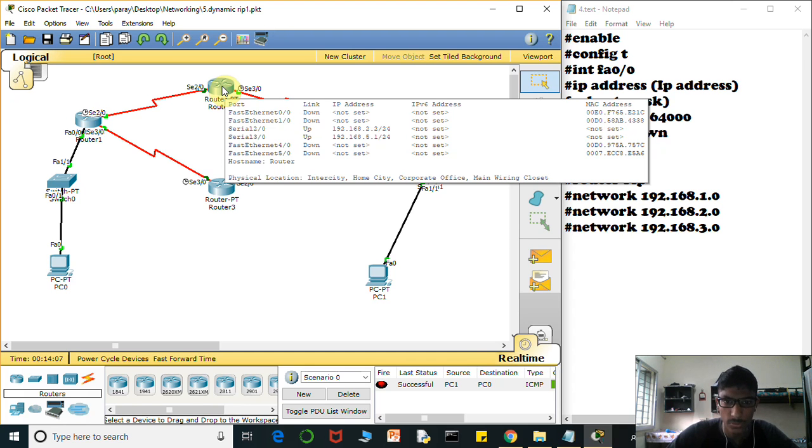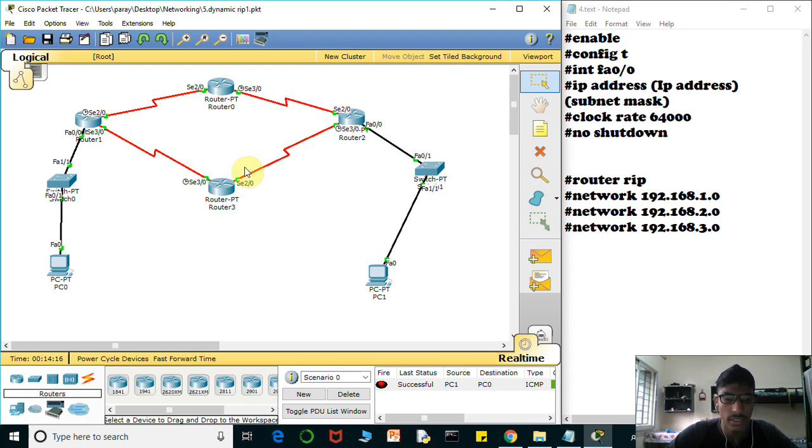that is 2.2 and 5.1. There I will give the command as 192.168.2.0 and 5.0. Similarly, I will configure these two routers with the above process. Once all this is done, we can say that the topology is configured.